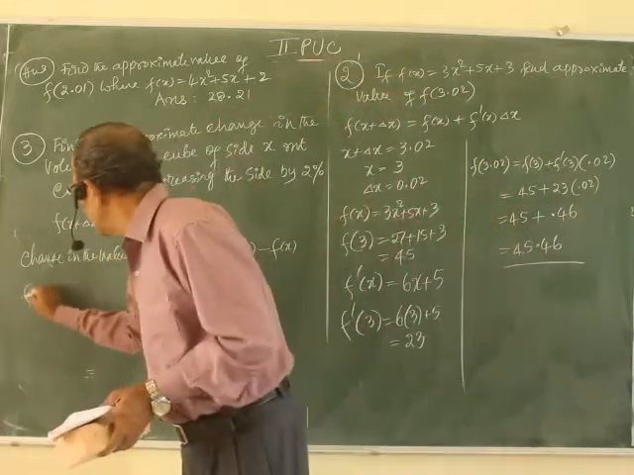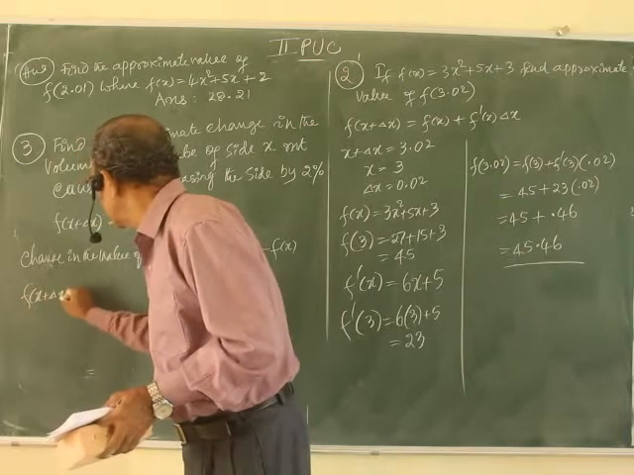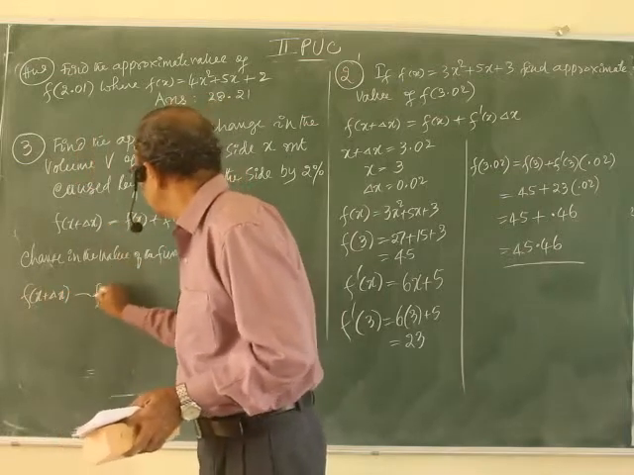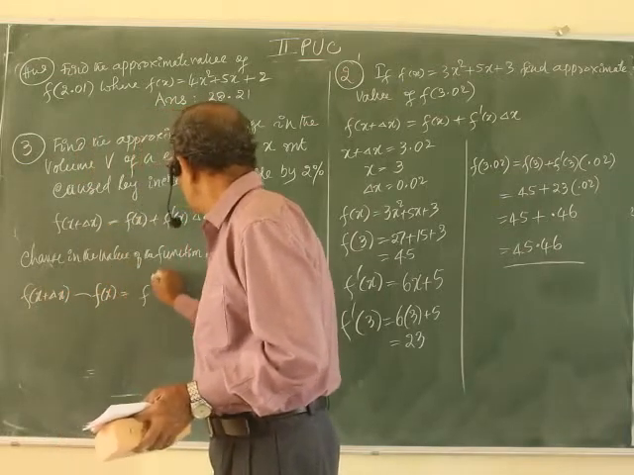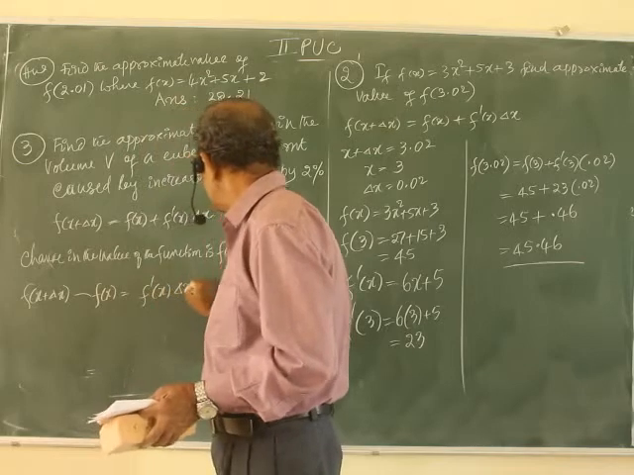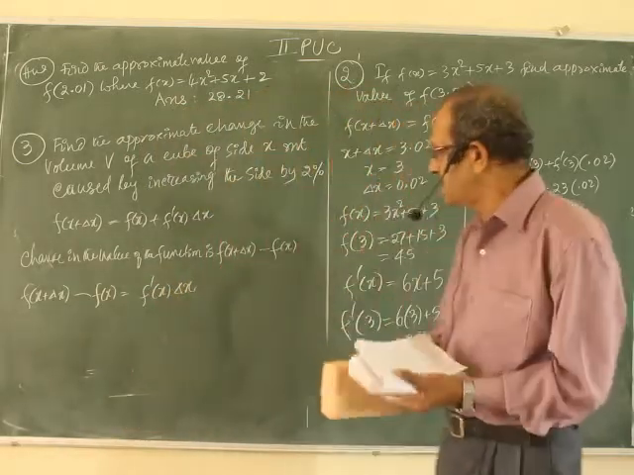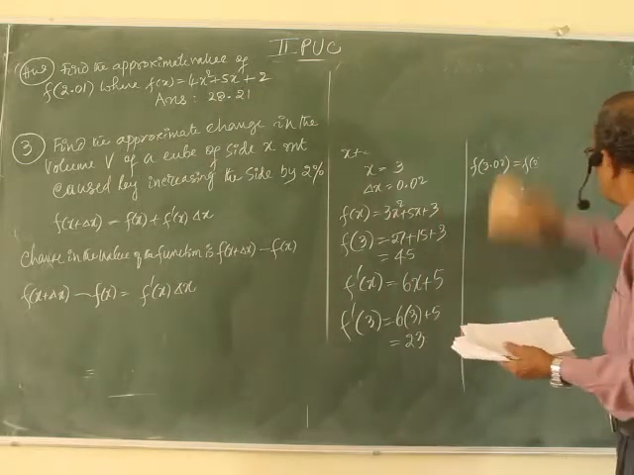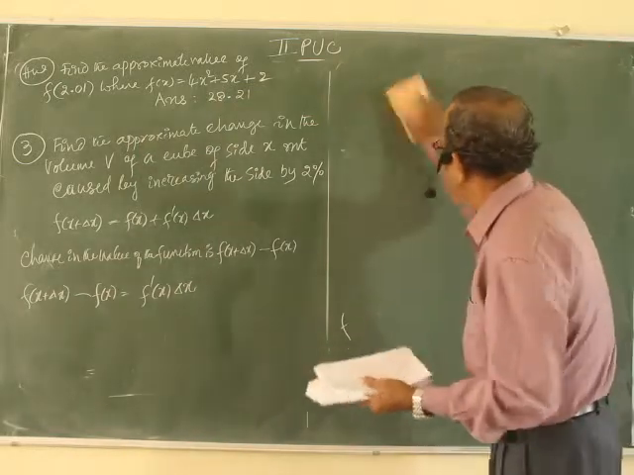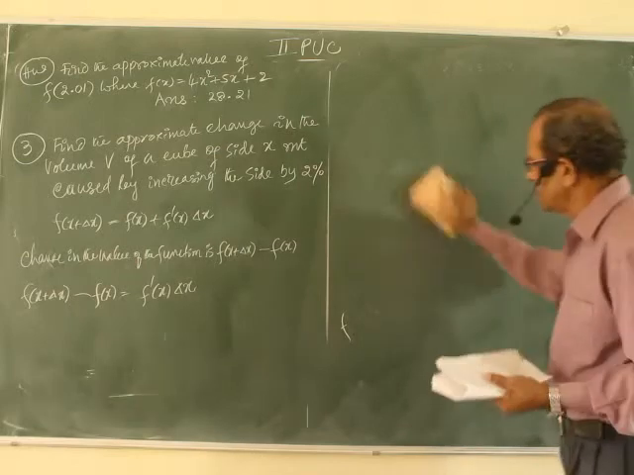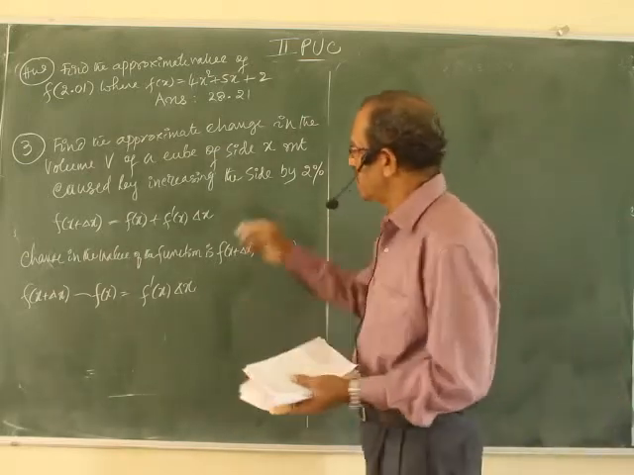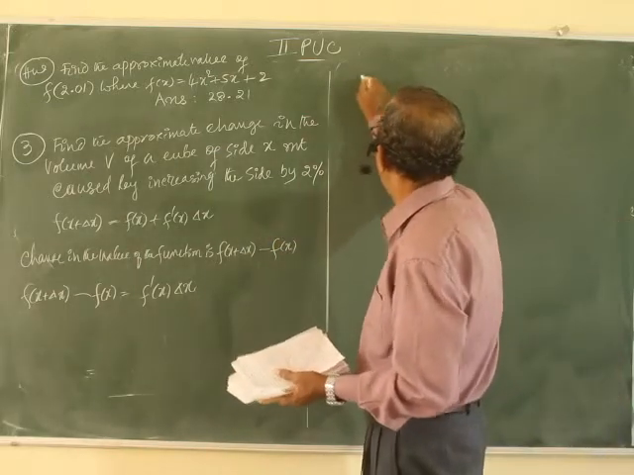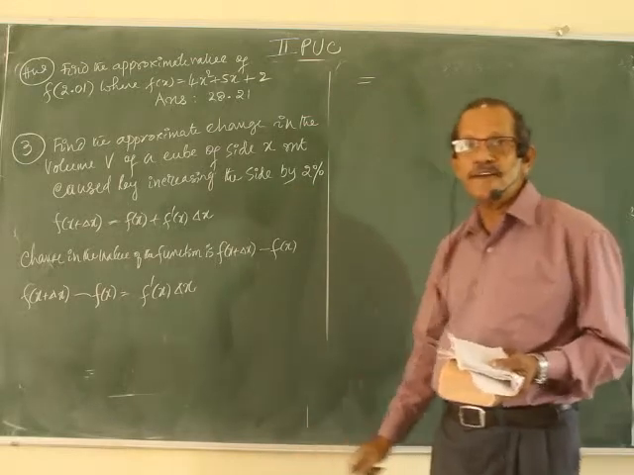So f of x plus delta x minus f of x, you bring this f of x to the left hand side. Only you have to calculate this one, enough. F dash of x into delta x you have to calculate. This is the question asked there. What about f dash of x?